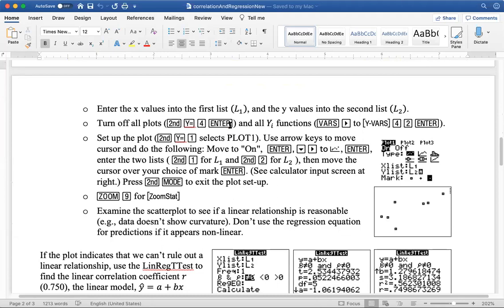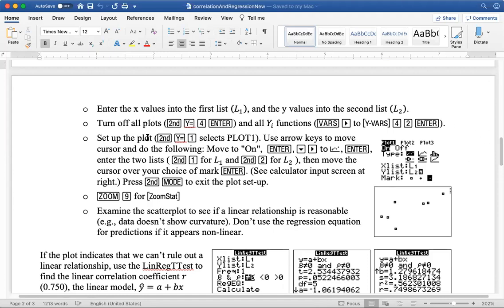And these are the keystrokes that you could use if you needed to turn off anything else. If you need to turn off any plots that are turned on, this is what you would do. Second, y equals, hit number 4 and hit enter. If you need to turn off any equations that are set to be graphed, you're going to do vars, right arrow to y vars, hit number 4, hit number 2, and then hit enter. And everything will be turned off.